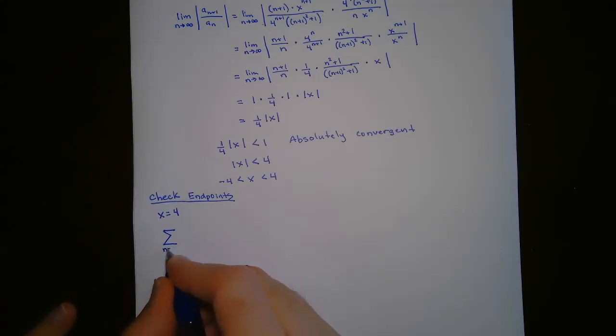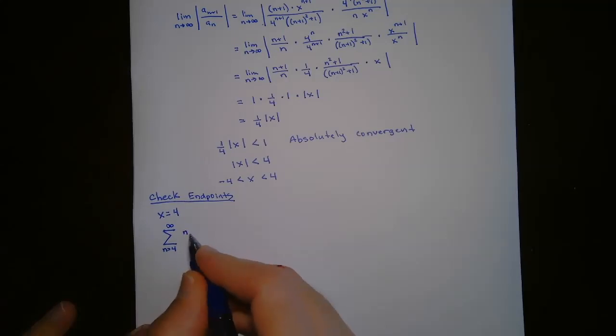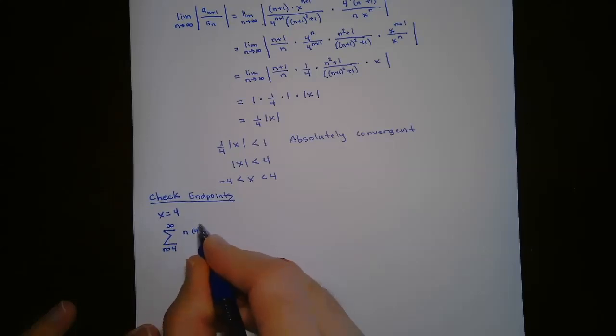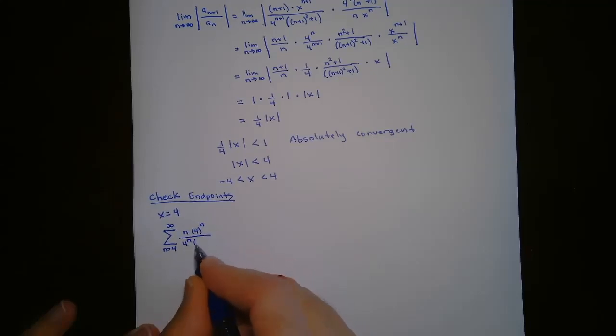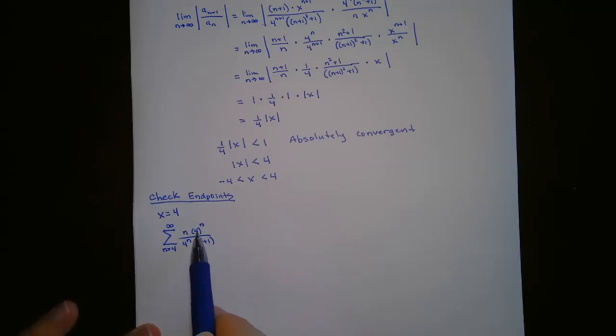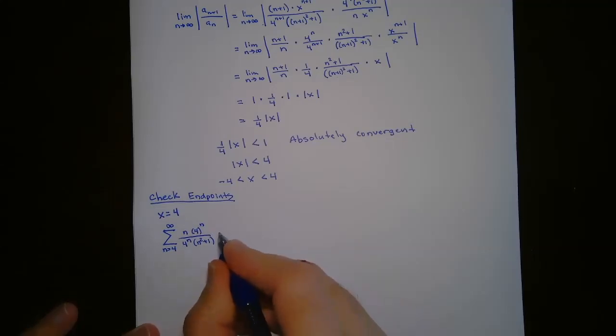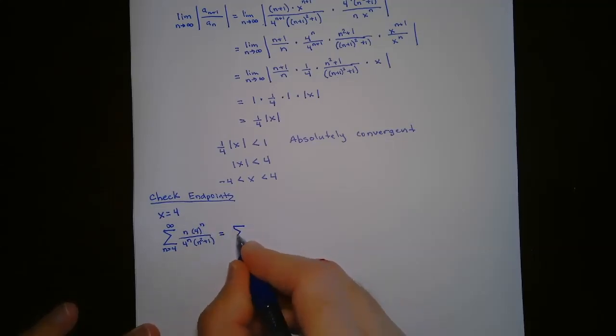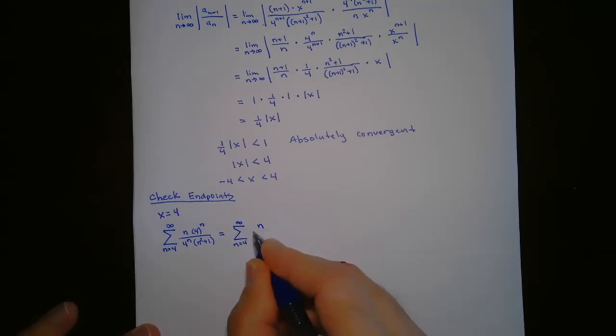So we have the sum from n equals 4 to infinity of n, and this is where my x was. It was x to the n. So now this is going to be 4, because that's my new x. My x is 4 for this: 4 to the n over 4 to the n times n squared plus 1. Now, what's nice about these is some of it cleans up. Here I have 4 to the n over 4 to the n. So this series actually becomes the sum from n equals 4 to infinity of n over n squared plus 1.